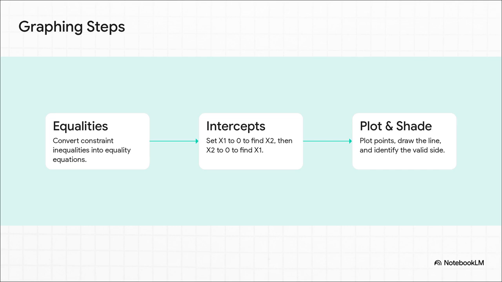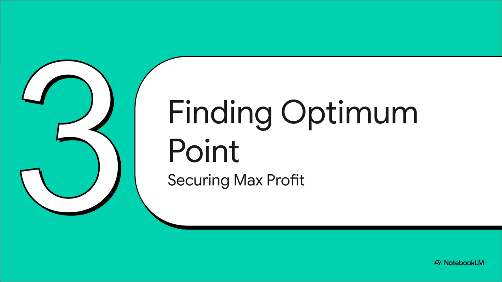Step 1, just temporarily swap out those less than or equal to signs for straight up equal signs. Step 2, find your intercepts. You just set your horizontal variable x1 to 0 to find where the line hits the vertical x2 axis, and then do the exact reverse. Finally, step 3, plot those 2 points, connect them with a straight line, and check the inequality to figure out which side is your valid safe zone. Boom, map built.